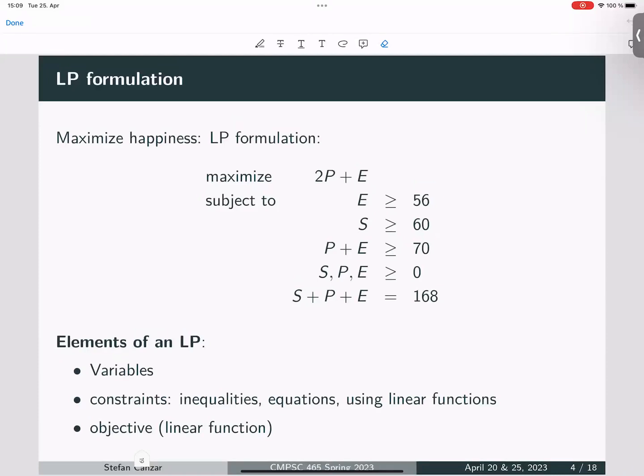In the previous example, we tried to maximize happiness, but we have seen many problems where we try to minimize some value before. In this example, we can see that you also have a mix of inequalities, and we have also an equality. And in this particular example, we have all variables non-negative, but that's not necessarily the case. There might be some variables in your problem that can also take on negative values. So this is the general form of a linear program.